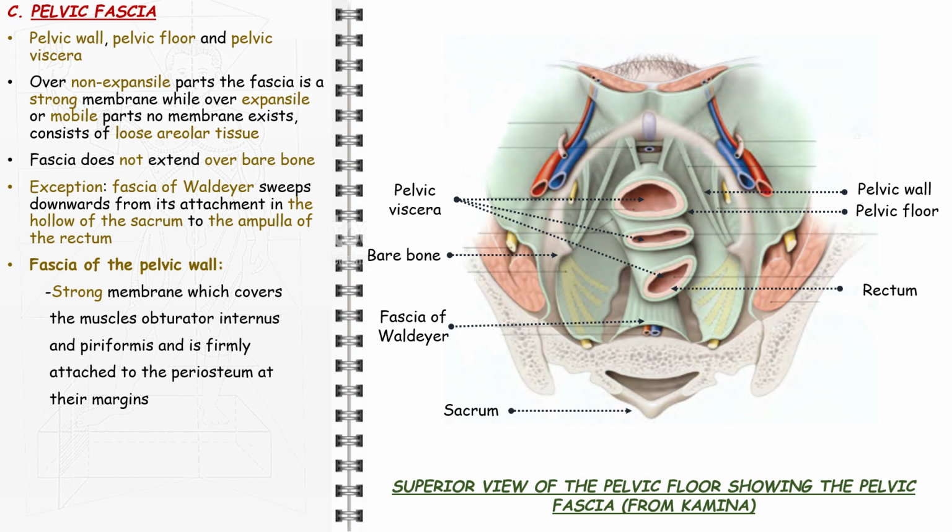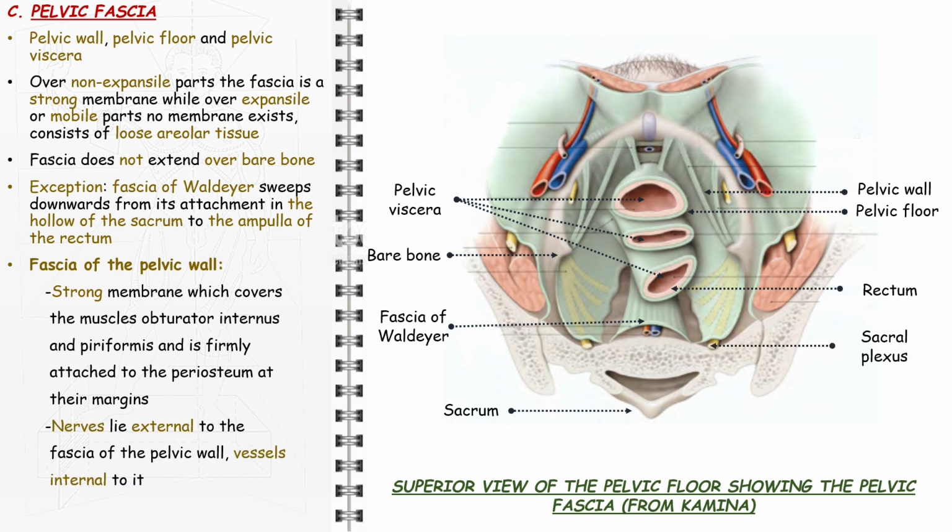An exception is the fascia of Waldeyer, which sweeps downwards from its attachment in the hollow of the sacrum to the ampulla of the rectum. The spinal nerves lie external to the fascia of the pelvic wall, the vessels lie internal to it. The sacral plexus lies behind the pelvic fascia, between it and the piriformis muscle, and its branches to the buttock do not, therefore, pierce the fascia. The vessels of the buttock, superior and inferior gluteal, on the other hand have to pierce this fascia to establish continuity between pelvis and buttock.